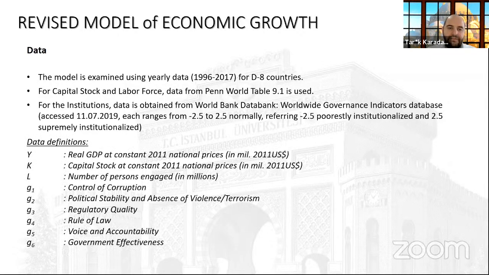So our data definition is: Y is the output of the economy. It is real GDP at constant 2011 national prices in millions of dollars. Capital stock is again at constant 2011 national prices in millions of dollars. L is the number of persons engaged in employment. G1 to G6 is the institution level.